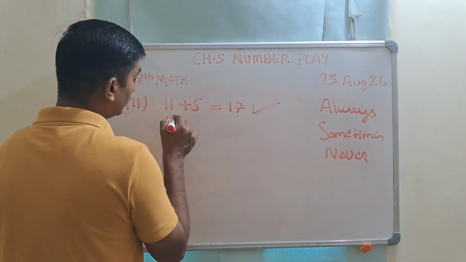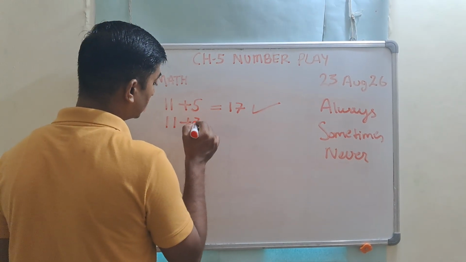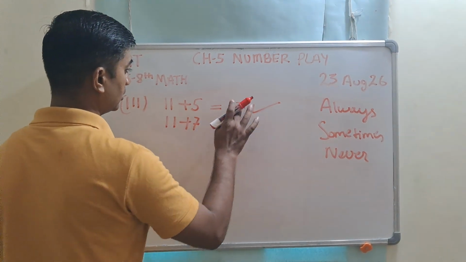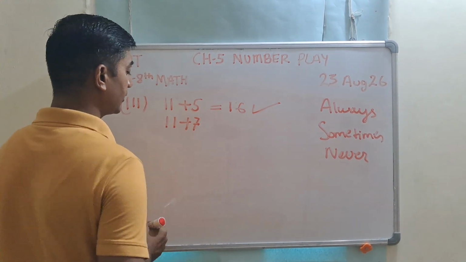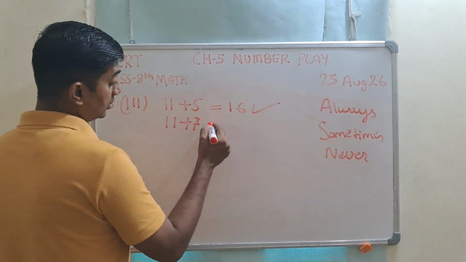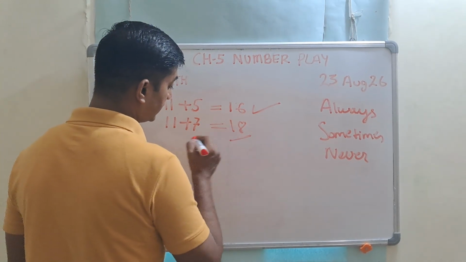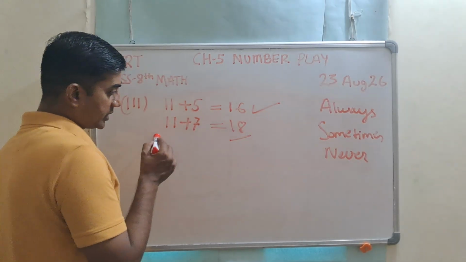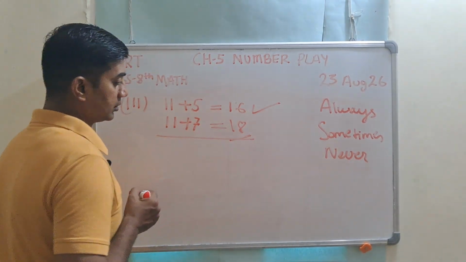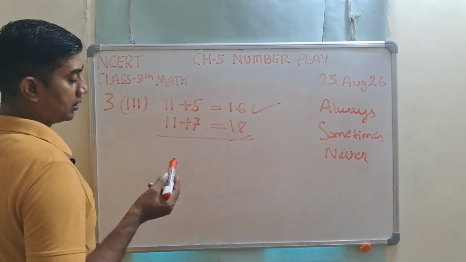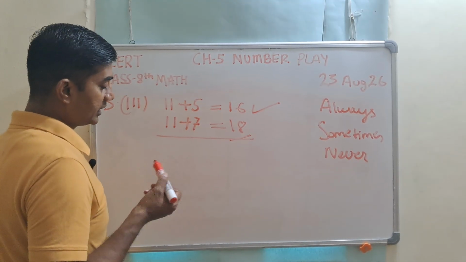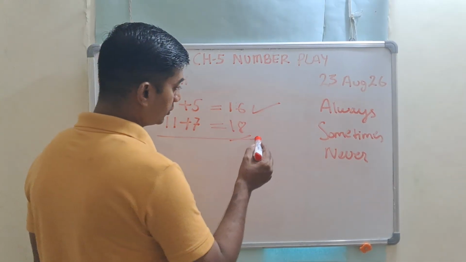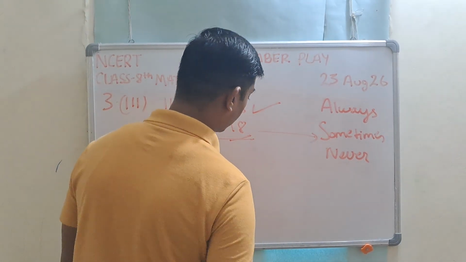But if two numbers we have taken, now their sum is 18, this is divisible by 6. It means sometimes our situation is satisfying the condition which is given to us, and sometimes it is not satisfying. Understood? So this is also the case of sometimes.